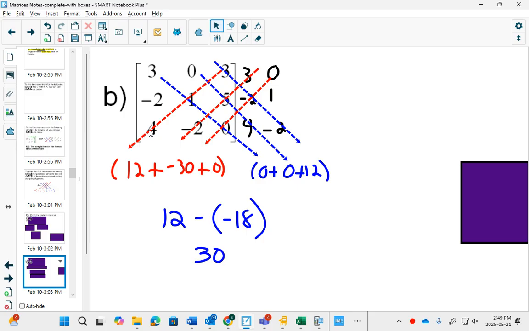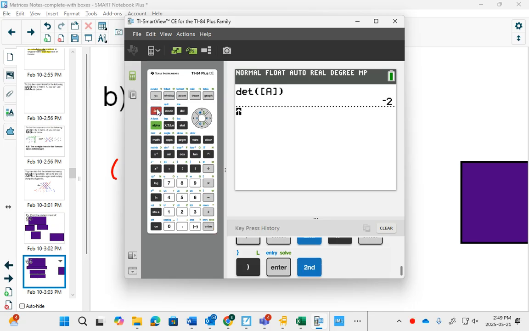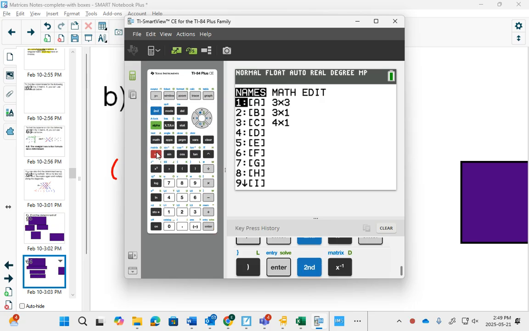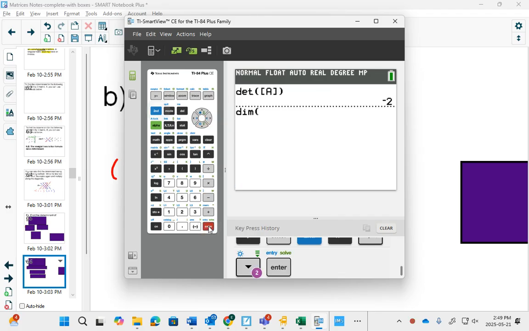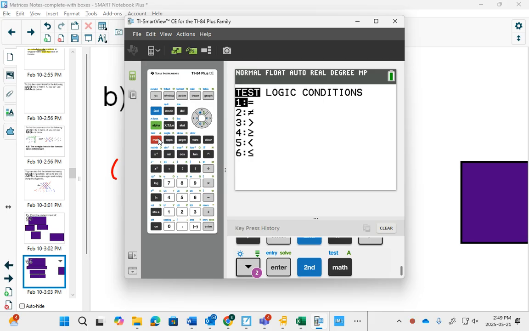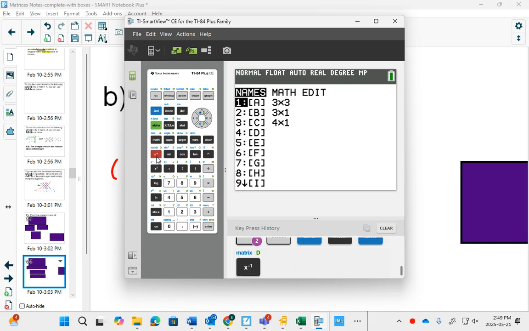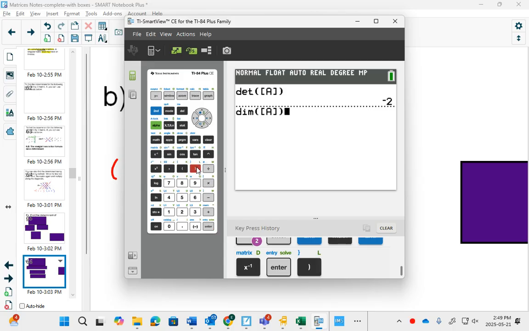Now on your calculator, if we go back to matrix, and this is on the next page, and we go to math, the first one was determinant. I wonder if that's dimensions. Dimensions of A? Oops, hit the wrong button. Yeah, it's a 3 by 3. I don't know when you would want to use that. I think it's pretty easy to count the rows and the columns. But you could use the math on your calculator.